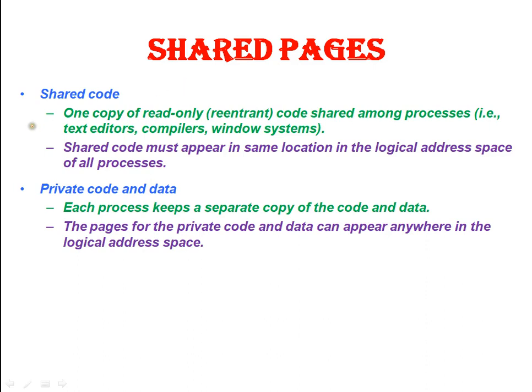Here, one copy of read-only code can be shared among processes, for example text editors, compilers or the Windows system. Shared code must appear in the same location in the logical address space of all processes. Next, private code and data, that is whatever is private to a particular process, can be copied separately.